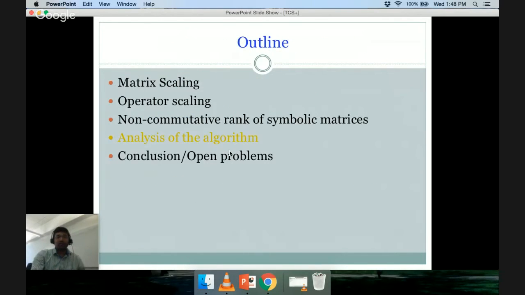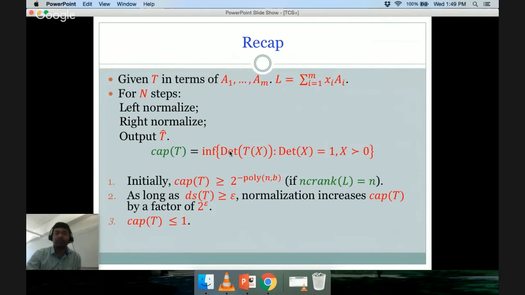Okay, so now if there are no questions, I'll move on to the analysis of the algorithm, specifically giving the lower bound on the capacity and how non-commutative rank or some bounds from invariant theory play a crucial role in that. Just a recap for operator scaling. We're given a completely positive operator T in terms of its Kraus operators A1 to AM, and we also have the symbolic matrix L, which is the summation of xi Ai. The operator scaling algorithm does, for n steps, left and right normalizations alternately, and you output the operator you get at the end.